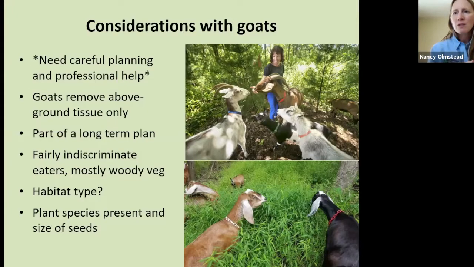And as seed size gets smaller and smaller, those numbers go up. So if you're dealing with a plant that has really, really small seeds, less than 4 millimeters, goats or grazing animals might not be the best choice unless they can be contained and the feces dealt with at a particular location after they're on the site. So that's a little bit about goats.